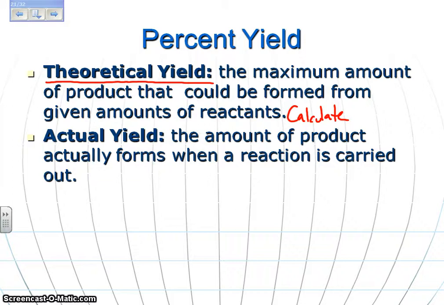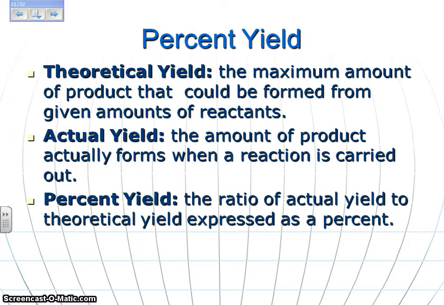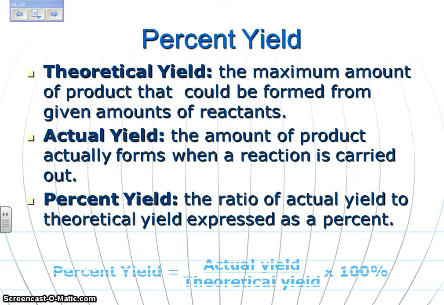Now, really good reactions are 90 to 95% efficient. The actual yield needs to be given to you in the question. Now, in order to calculate a percent yield, the percent yield is going to be a ratio of the actual yield to the theoretical yield expressed as a percent. It's going to be the actual yield divided by the theoretical yield times 100%.